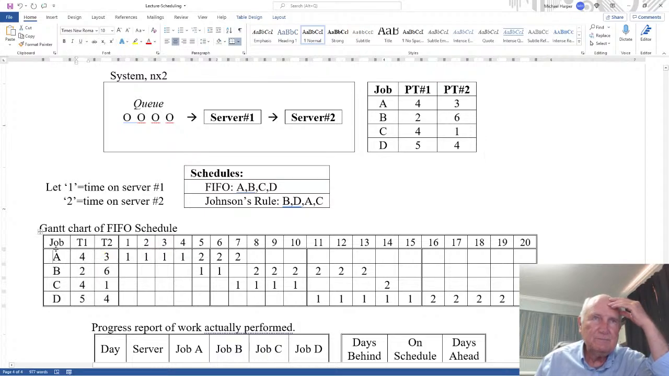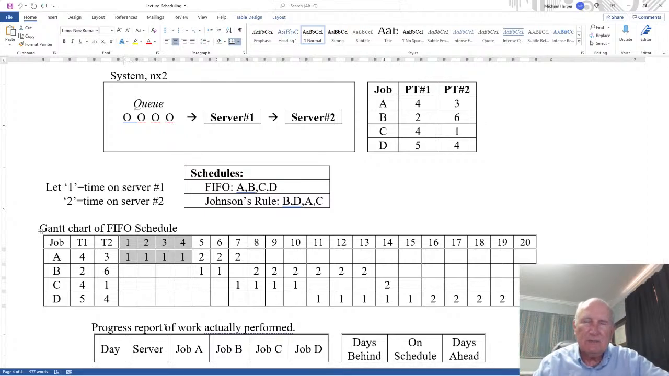Let's look at A. For A here, I'm letting 1 represent the time on server 1. So A spends 4 days on server 1, so I'm putting a 1, 1, 1, 1 4 times. 1, 2, 3, 4. Now some people put a 1, some people put an X, some people put an arrow. You can put a figure in there or a circle. Some people put an emoji or whatever you want to put in there. But anyway, you're representing a timeline. So there's the 4 days.